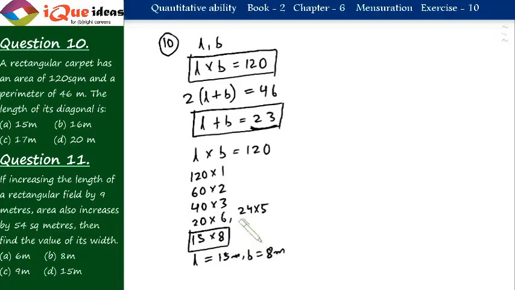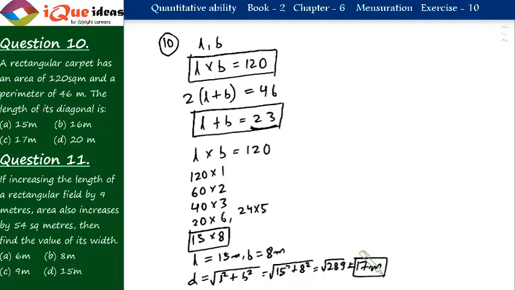So from here we can calculate diagonal will be equal to square root of L square plus B square, that is square root of 15 square plus 8 square. 15 square is 225, 8 square is 64. On addition it gives you 289. So root 289, that is 17 meters. Alright, so this is the length of diagonal.